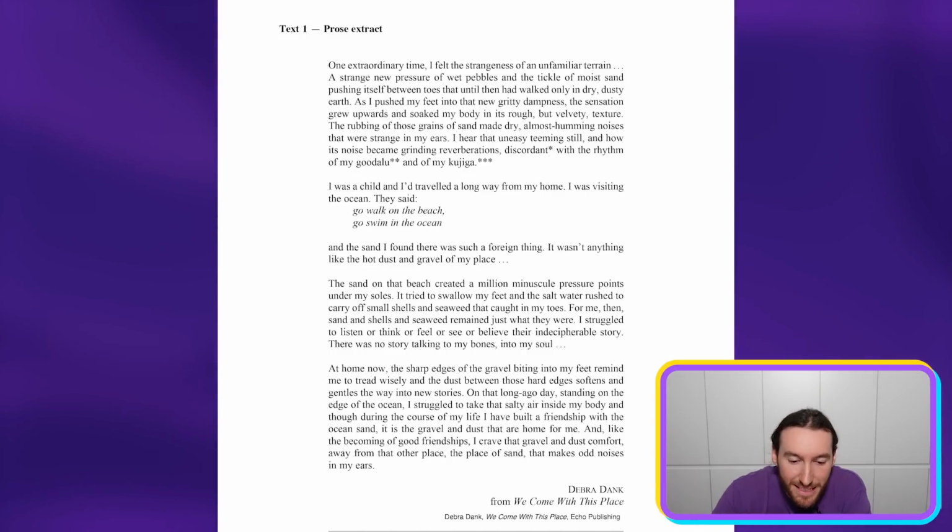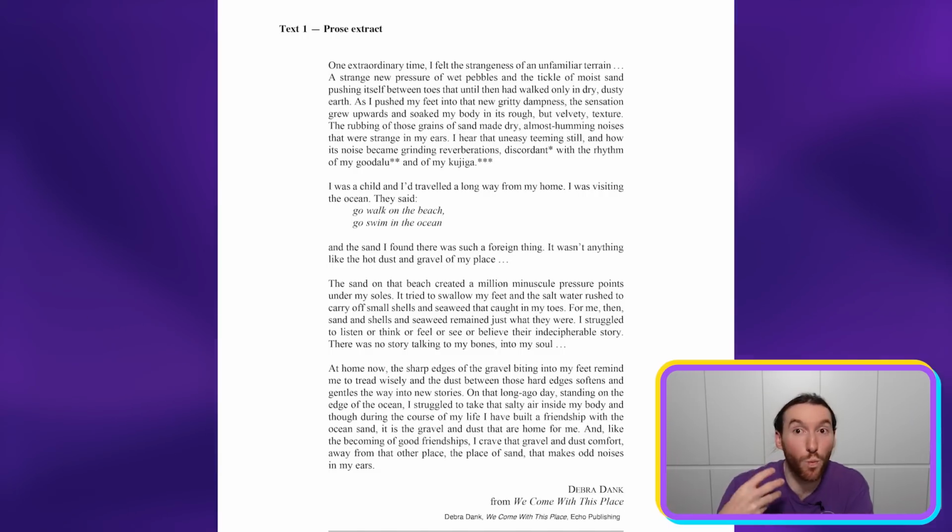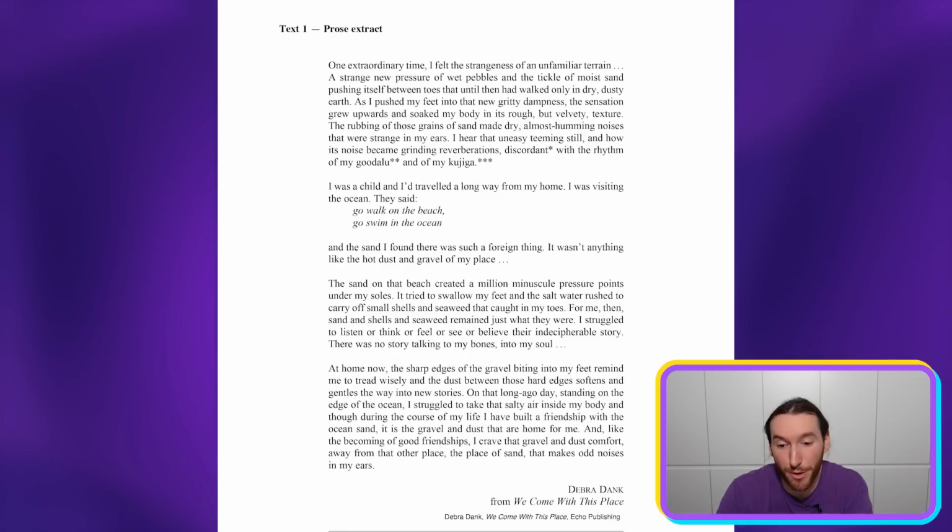I struggled to listen or think or feel or see or believe their indecipherable story. Aha. So I think we found the crux of the piece. If you can find a good line like that that connects to why they don't prefer the environment, you're good to go. We just basically need to put that into our own words.